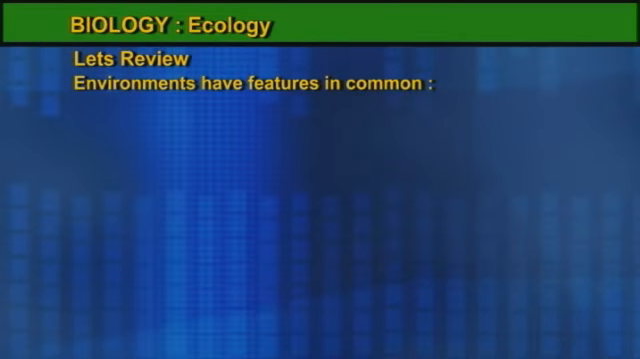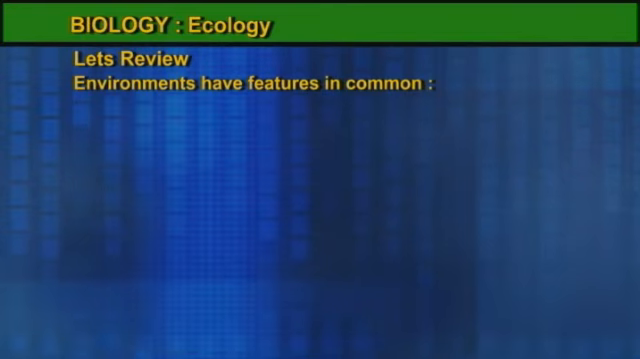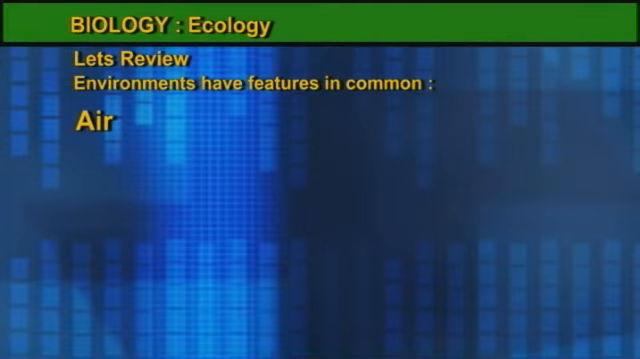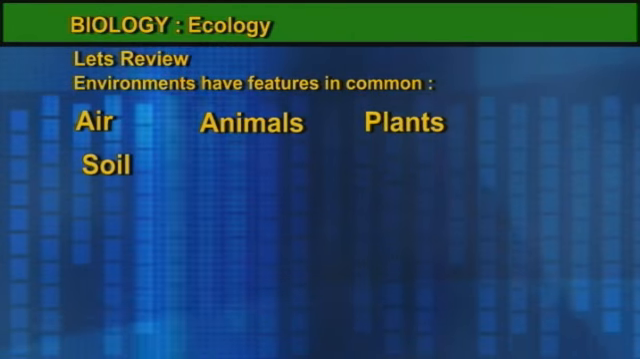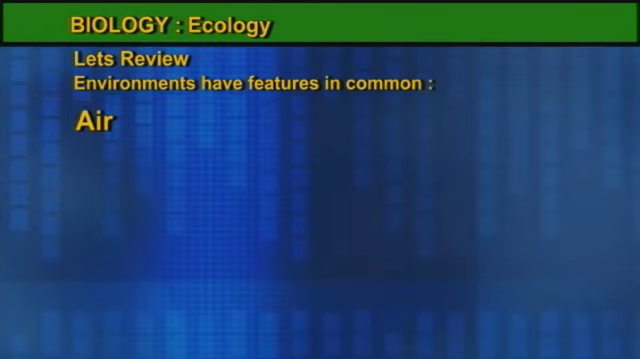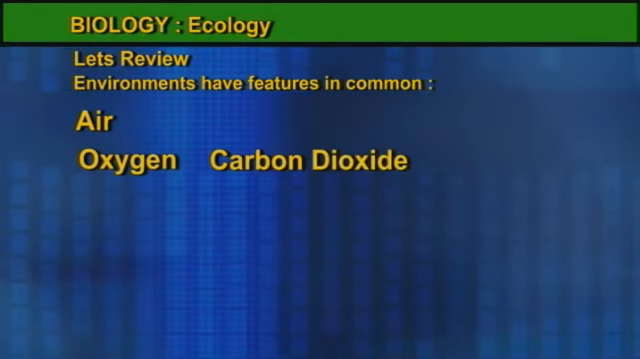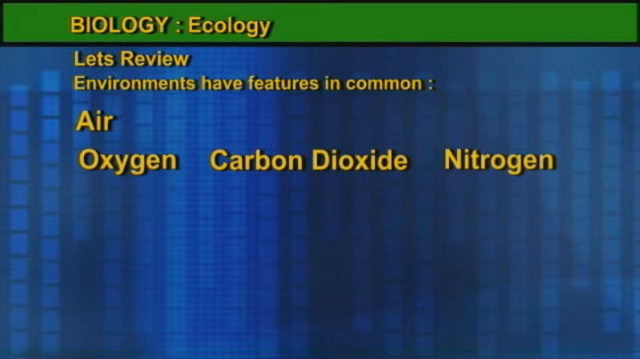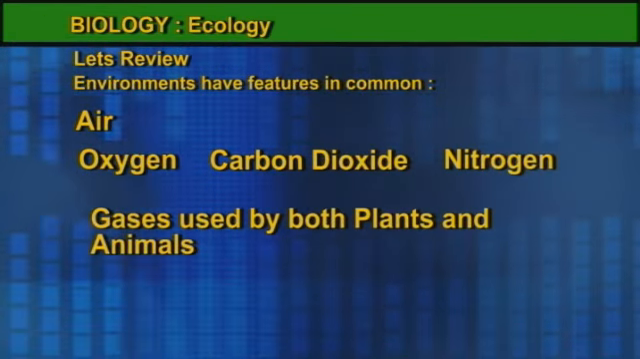Terrestrial and aquatic environments will have certain features in common, namely air, animals, plants, and a specific soil type. Air comprises oxygen, carbon dioxide, and nitrogen, which are gases that are used by both plants and animals on a daily basis.